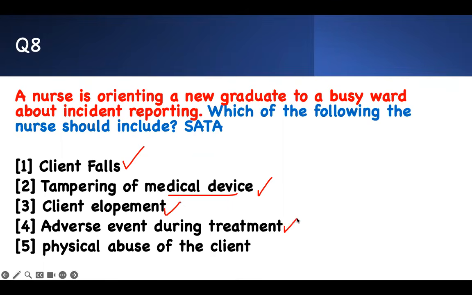Physical abuse, yeah, you got to report it so that we can have a record of it, and we can make sure this never happens again. These are all examples of things you have to know for incident reporting.